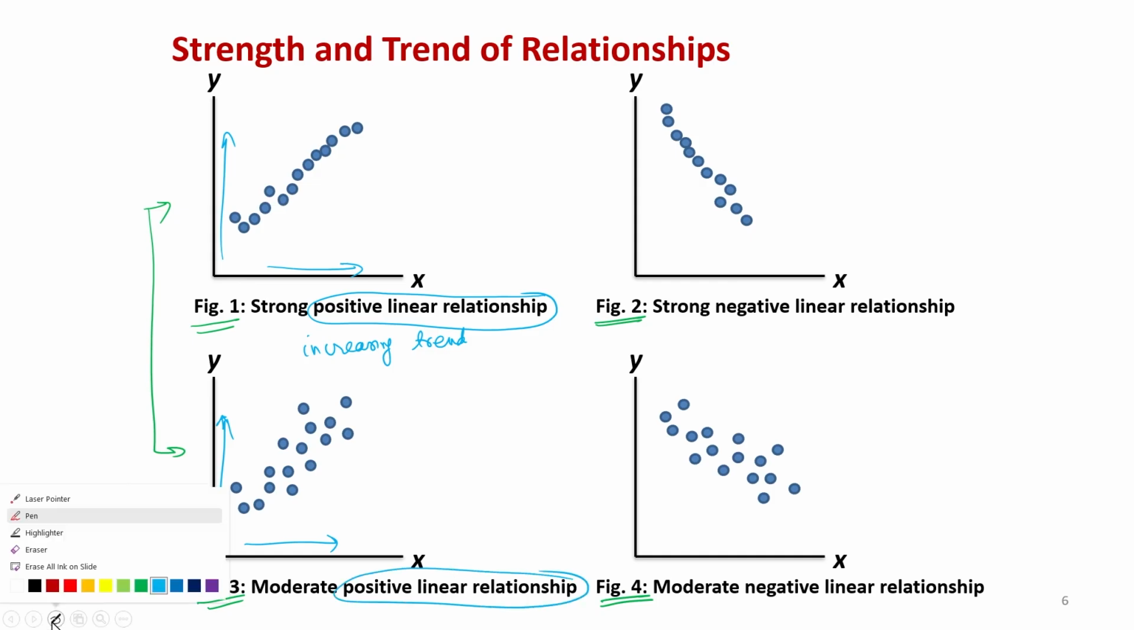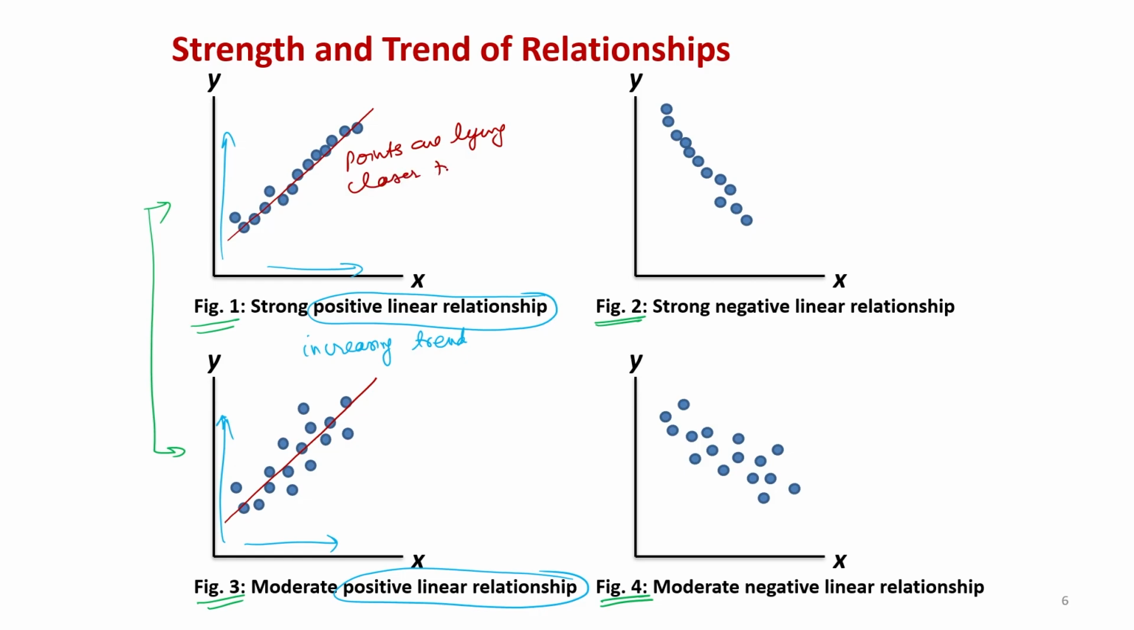And now, if you try to create a hypothetical line passing through the maximum number of points in figure 1 and figure 3 both, what do you observe? You can see that in figure number 1, points are lying closer to the line in comparison to figure 3. The distance of these points in figure number 1 from the line is much smaller than the distance of these points in figure number 3, right.